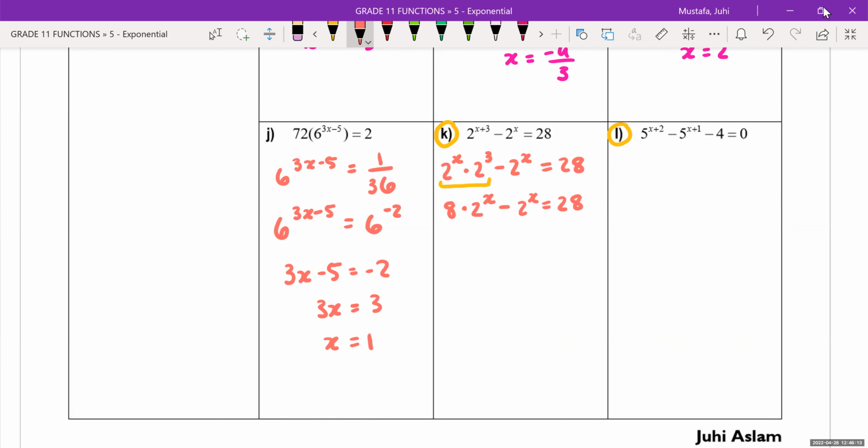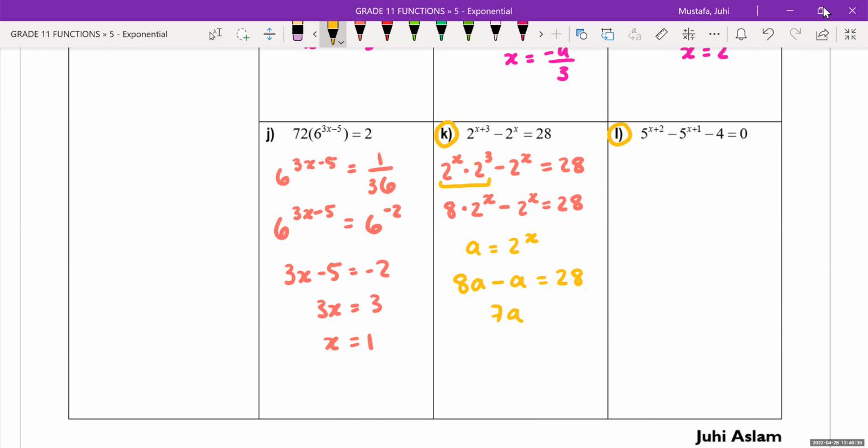Okay, just for a second, let's say I replace, and you don't have to write this part down, I'm going to replace a with 2 to the power of x. So when I do that, I'm going to end up getting 8a minus a is equal to 28. What is 8a minus a? Just 7a. And the reason why I'm allowed to add the a's together is because they're like terms.